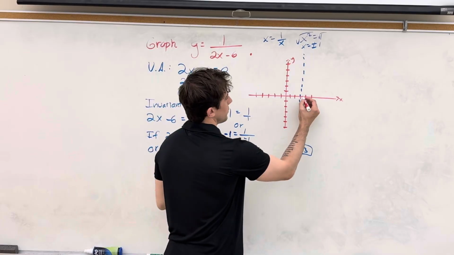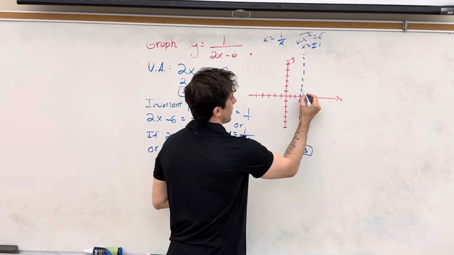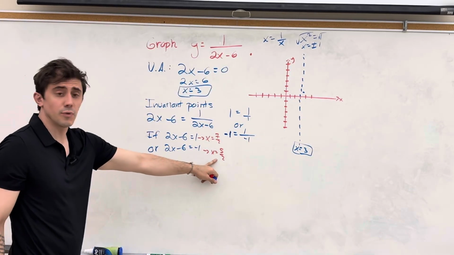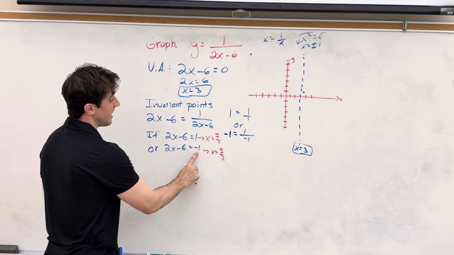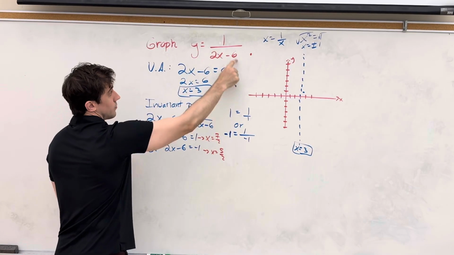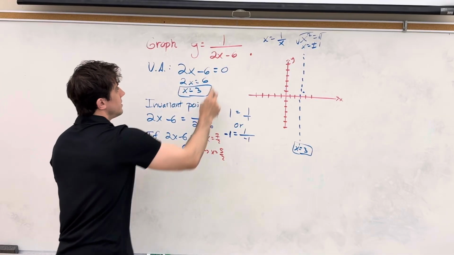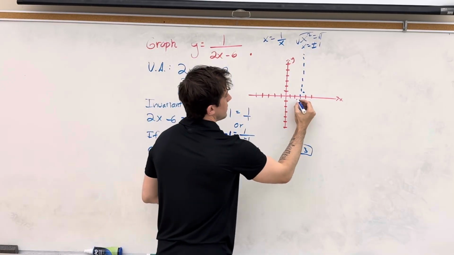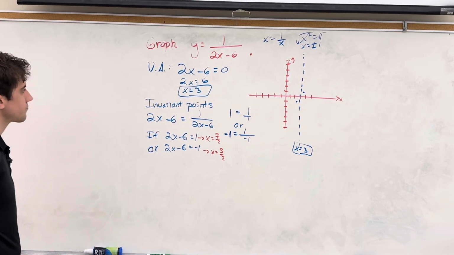So when x is 3.5, we're going to have a y coordinate of 1 over 1, which is 1. And so 3.5 and 1, let's use the blue marker, it's roughly here. And when x is 2.5, 5 divided by 2, our 2x minus 6 is going to be equal to negative 1. And so y is 1 over negative 1, which is negative 1. So when x is 2.5, y is negative 1. That takes us around here.